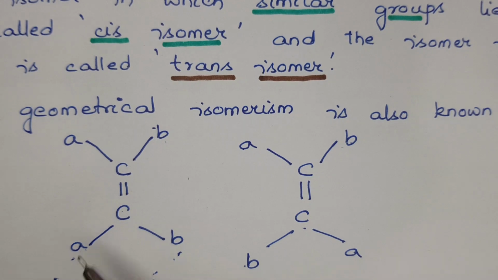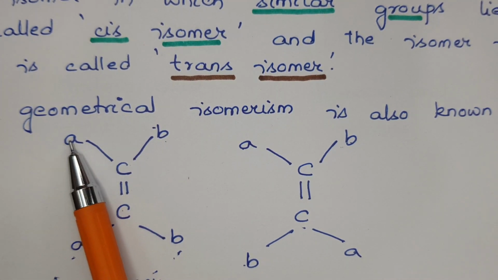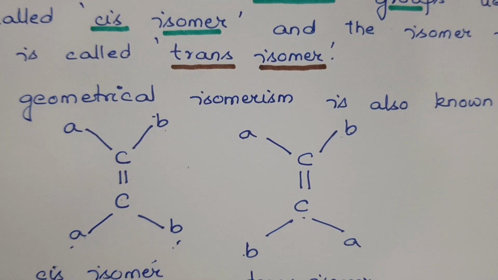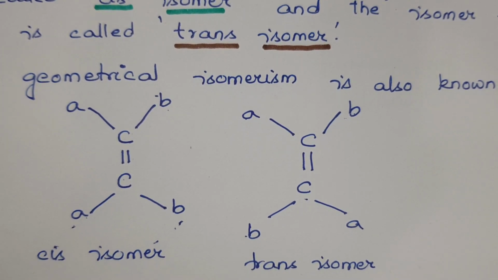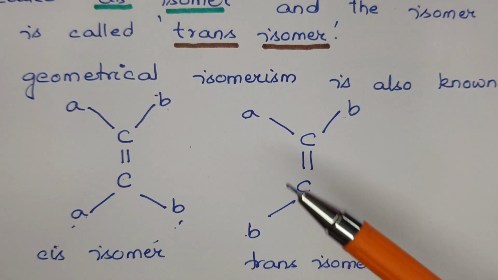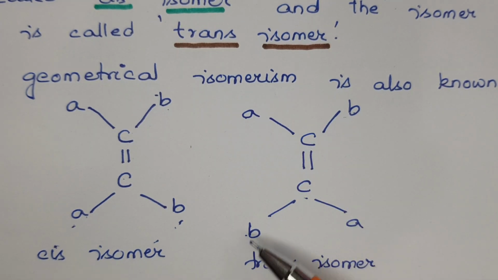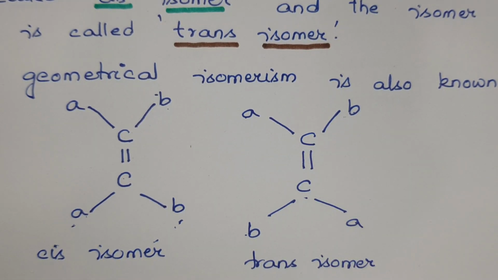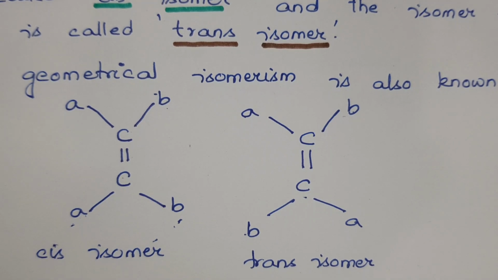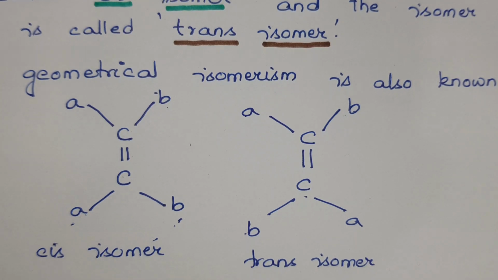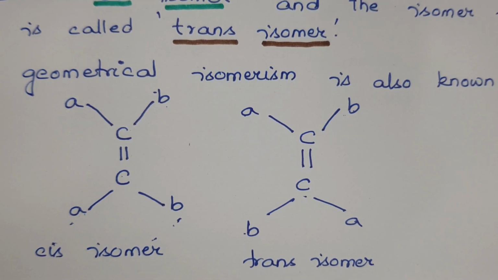Okay, students. When similar groups or atoms are present on the same side, we call it a cis isomer. When similar groups A, B and B are present on opposite sides, we call it a trans isomer. So the two geometrical isomers are the cis isomer and the trans isomer, students. Hence we also call geometrical isomerism cis-trans isomerism.